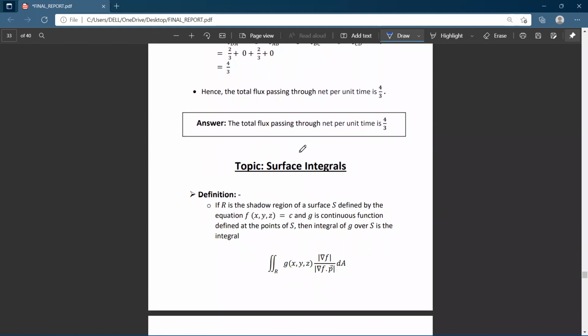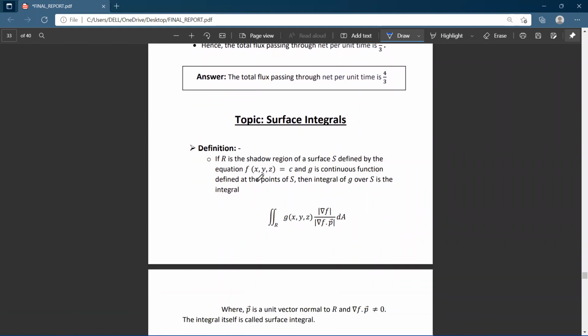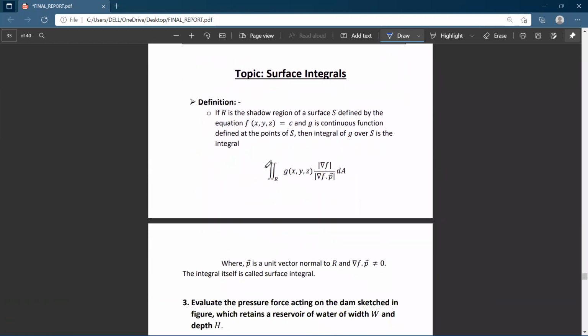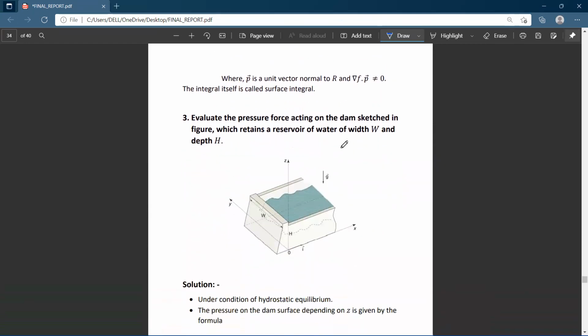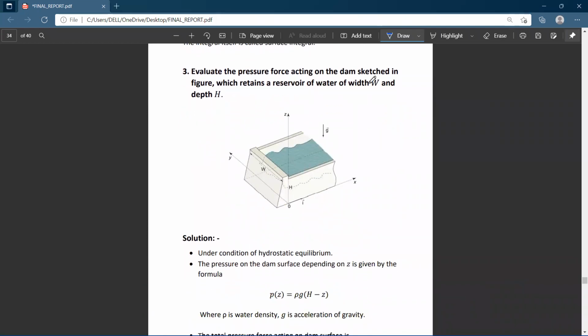Now another topic is surface integral. Taking a question on that, the surface integral is given by this formula for the G function, and this is also denoted as d sigma. Let us directly jump to the question: evaluate the pressure force acting on the dam shown in the figure, which retains reservoir water of width W and depth H.